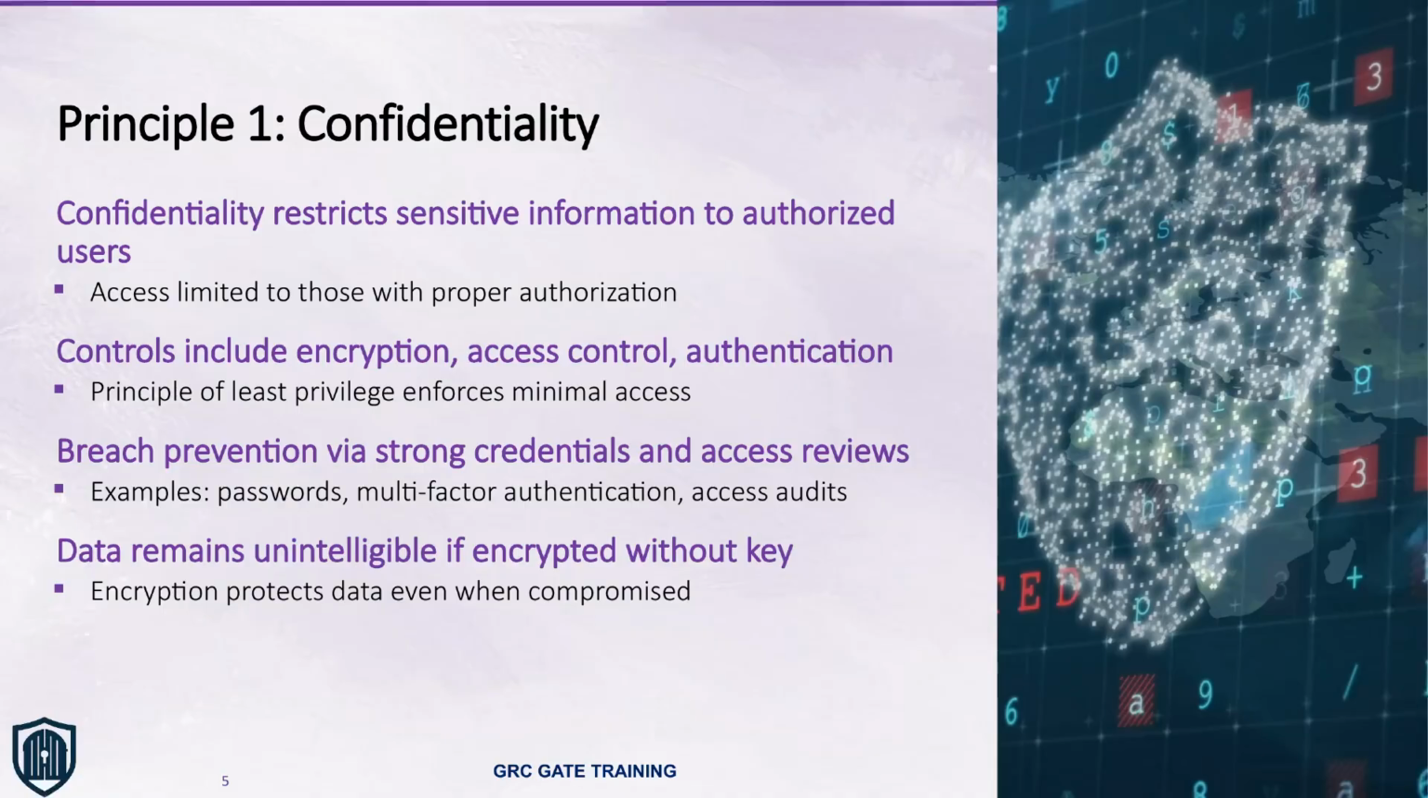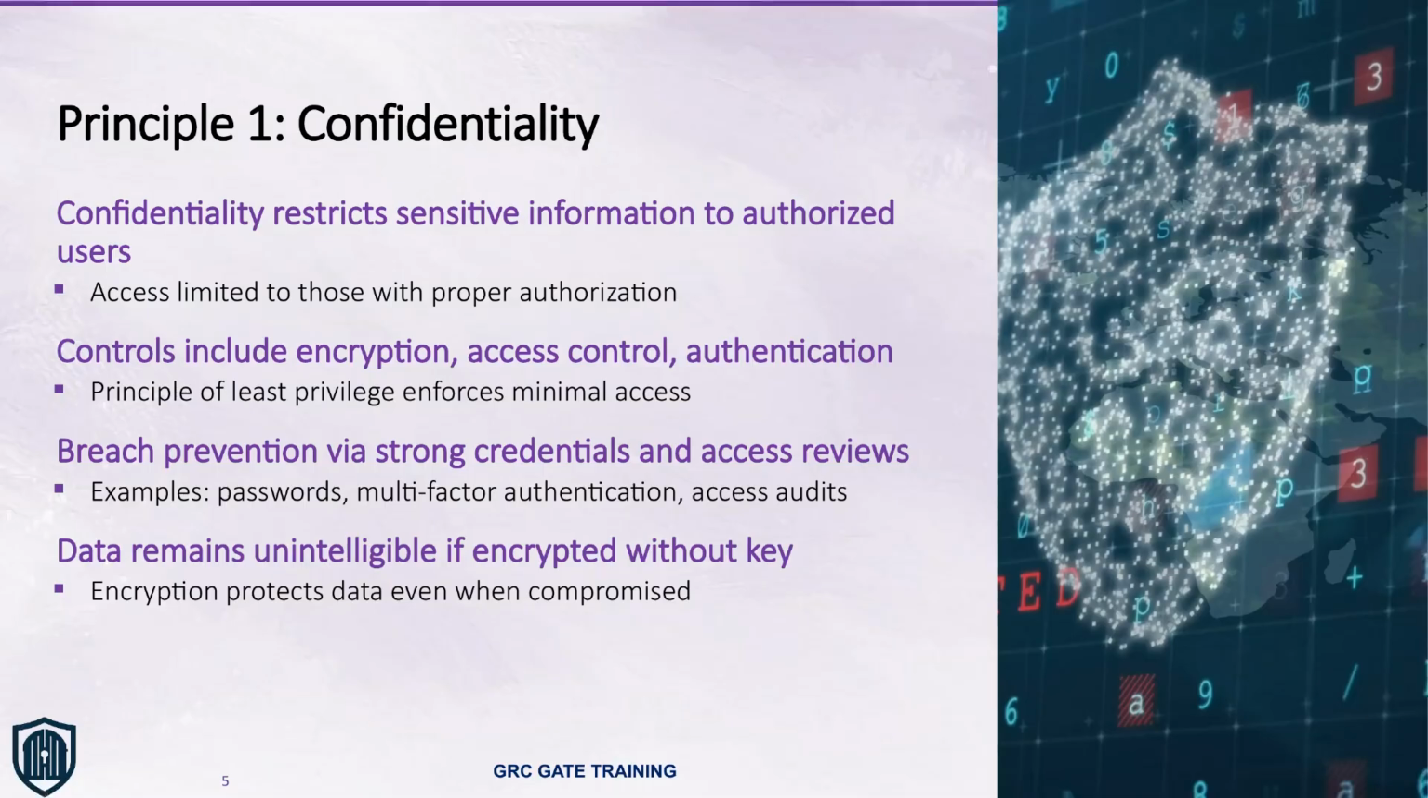Confidentiality is the first principle of the Triad. It focuses on ensuring that sensitive information is accessible only to those who are authorized to view or use it. Confidentiality addresses the persistent risk of data breaches, privacy violations, and unauthorized disclosures. Organizations achieve confidentiality through a combination of controls, such as encryption, access control mechanisms, authentication procedures, and the principle of least privilege. For example, when a hospital stores patient health records, it must restrict access to only those doctors, nurses, and staff members who require the information to perform their duties.